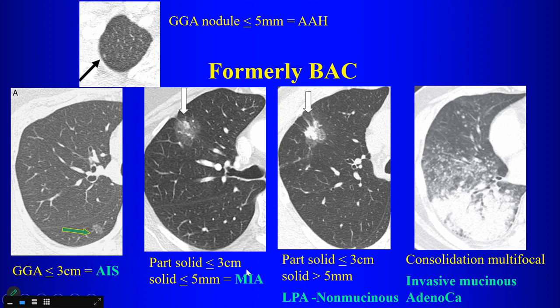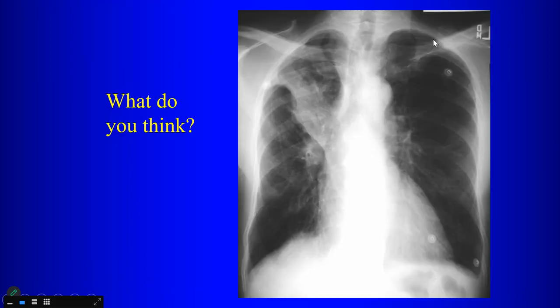If we have a lesion that is still less than 3 centimeters overall, but there is a solid component, and that solid component is less than or equal to 5 millimeters, then we worry about MIA, minimally invasive adenocarcinoma. If the solid component is larger, but we still have ground glass, then lipidic predominant adenocarcinoma, non-mucinous. And then what was the classic appearance of BAC? Consolidation. We have consolidation, mucin-producing tumor, invasive mucinous adenocarcinoma. So all of these used to be called BAC, but this is the current terminology, and these are the CT correlates of what these lesions will look like.